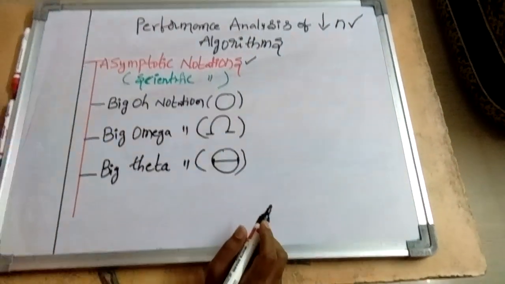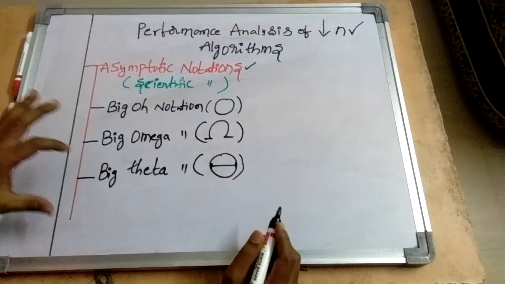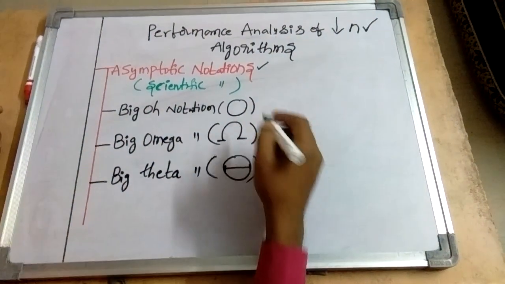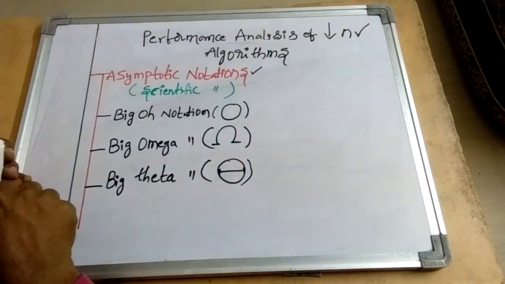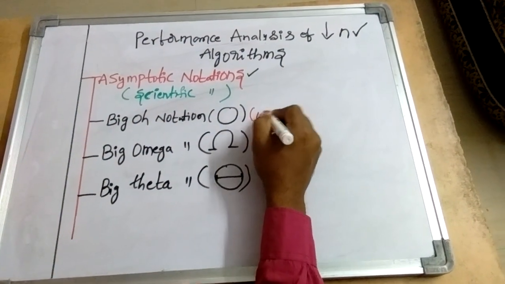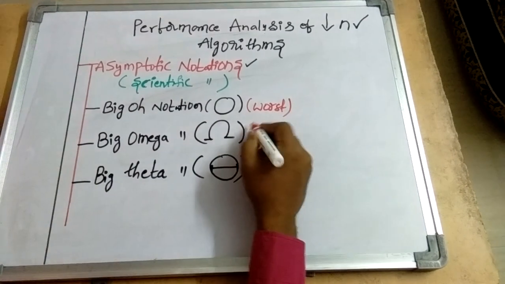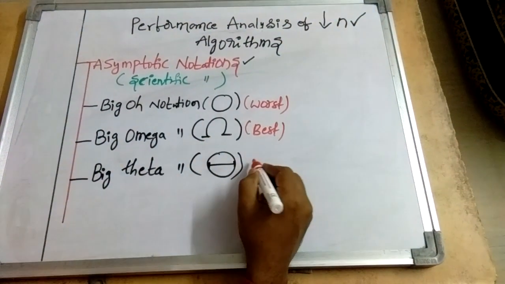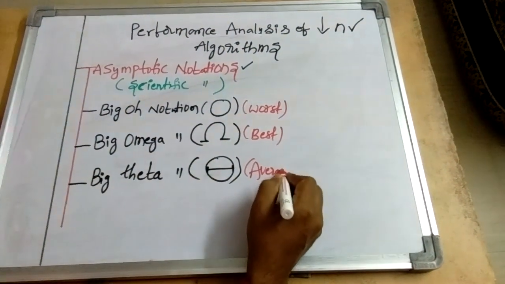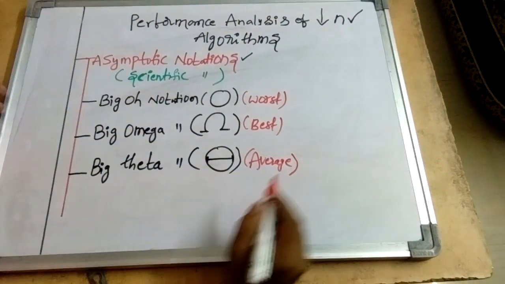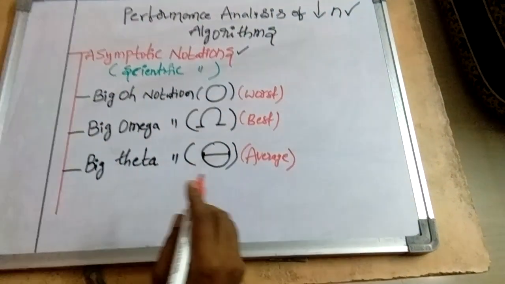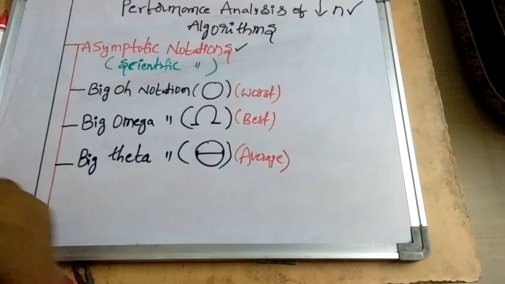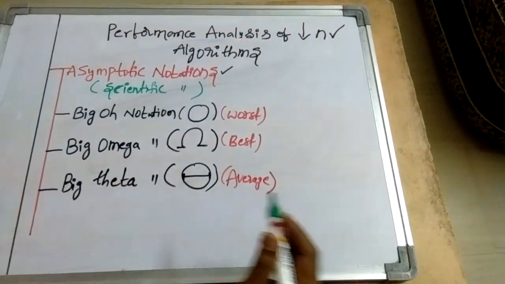We have three notations: big O notation, big omega notation, and big theta notation. In fact, big O notation represents the worst case time complexity, big omega is the best case time complexity, and big theta is the average case time complexity. Fine. Before we go further and explore these notations, let us try to understand the time complexity in terms of the input size n of the given problem.